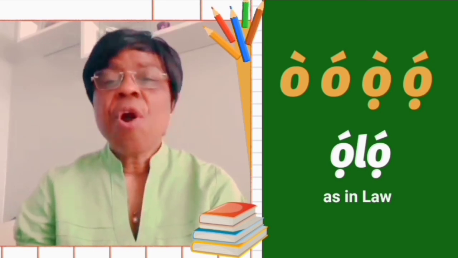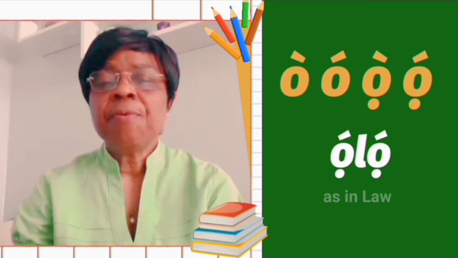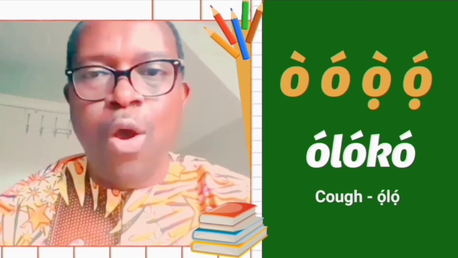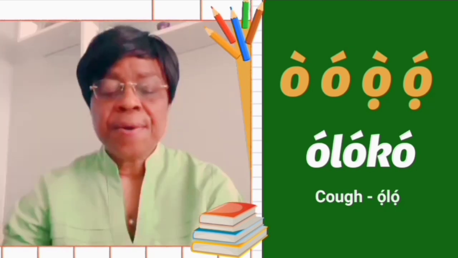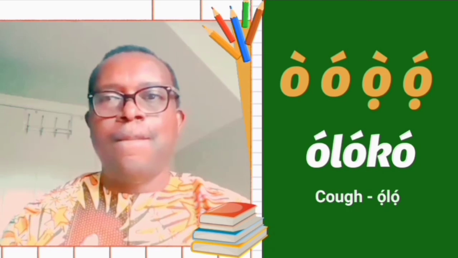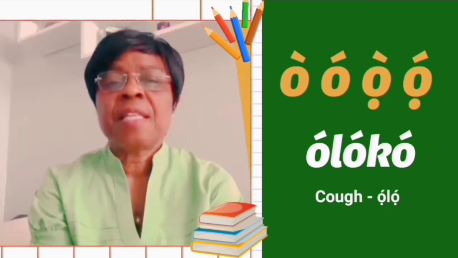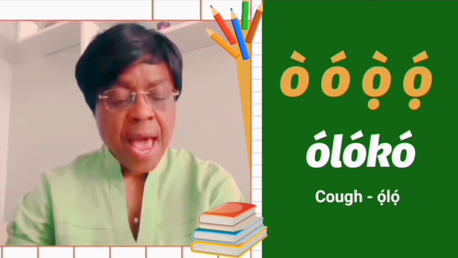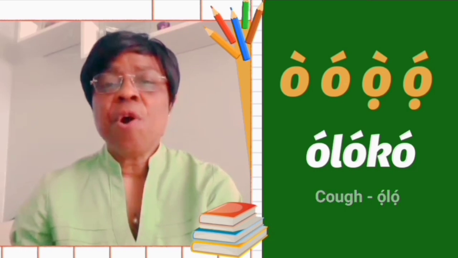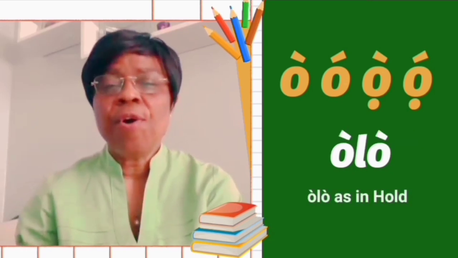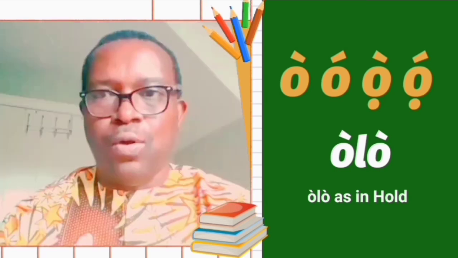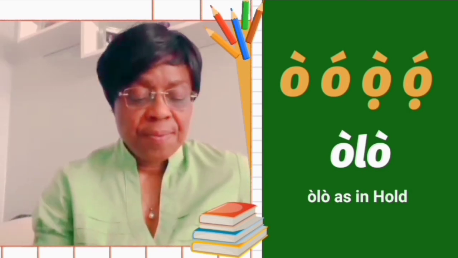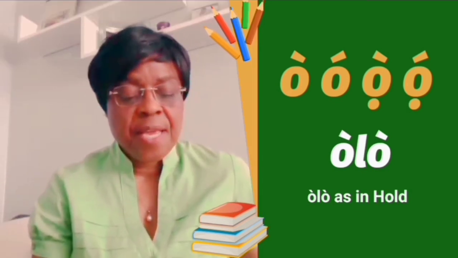The second sound, O. An example will be olo. Can you say olo? I'm sure you guessed right that the diacritics are rising. Olo, both rising. And an example of falling one for O would be olo. That's hold or keep hold of something.